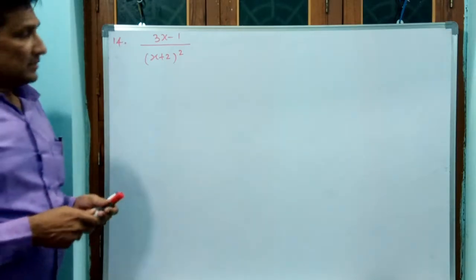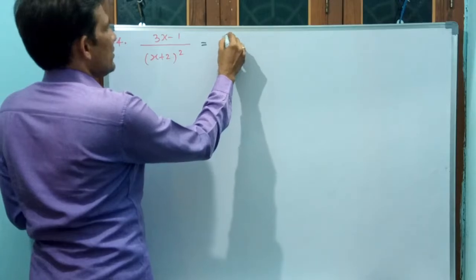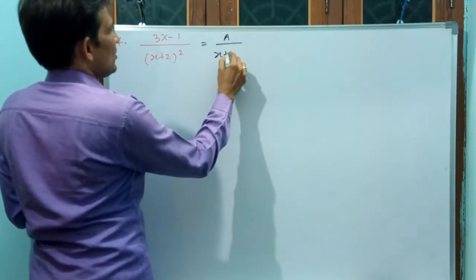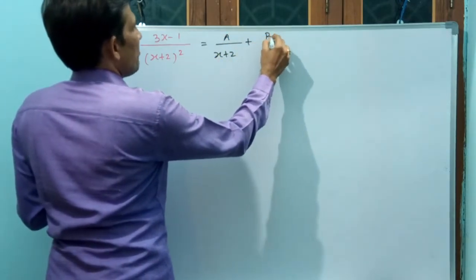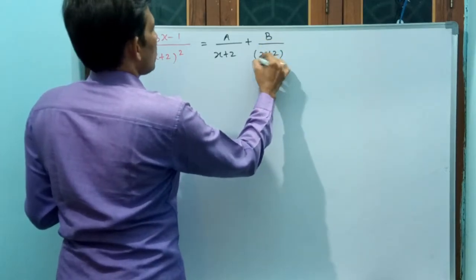Okay, see how I am doing this splitting as per proper fraction. You see what I am writing? a by x plus 2 plus b by x plus 2 whole square.